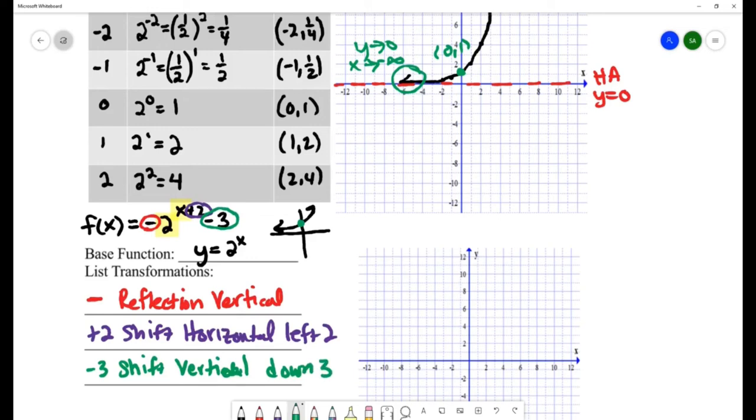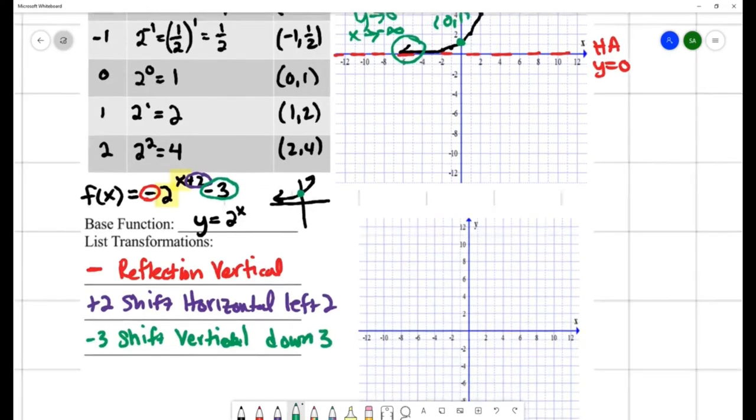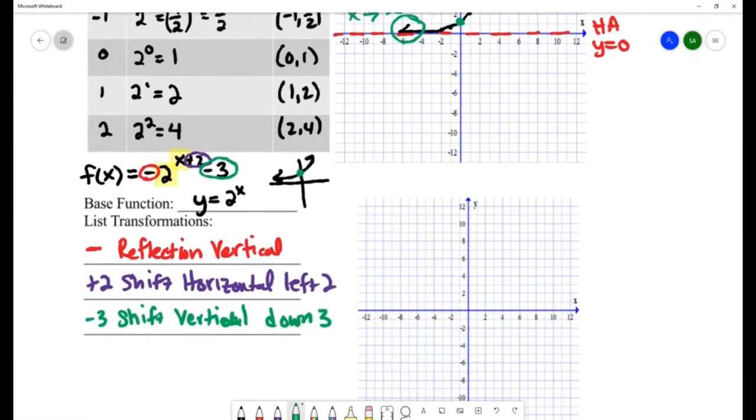So with these in mind, we're going to be able to draw a sketch of our f of x equals negative 2 to the x plus 3. So first thing I'm going to do is adjust the location of that horizontal asymptote. The only one of these transformations that affects that horizontal asymptote is shifting vertically down 3. So if we shift down 3, the new horizontal asymptote will be at y equals negative 3.